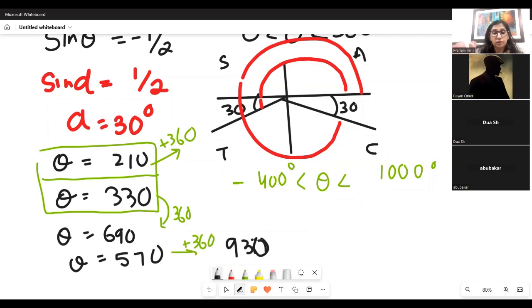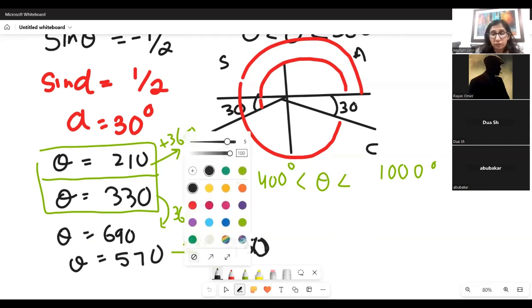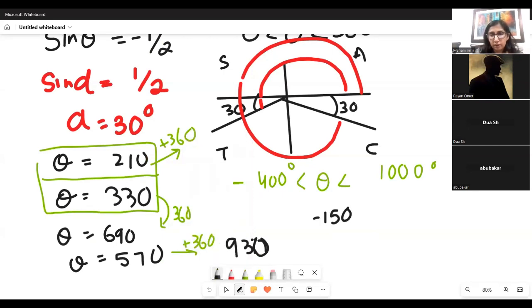Anything else? Negative. Subtract 360 from 210. Yes, that gives us minus 150. Miss, negative 30 bhi hoga. Yes, 330 minus 360 bhi karke dekhte hain. Minus 30, that is correct. And Miss, I have a question.